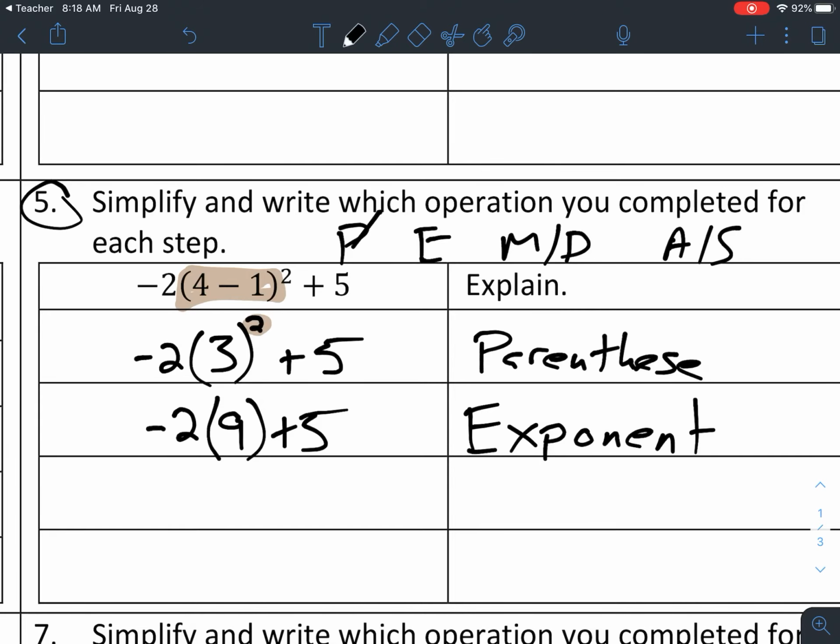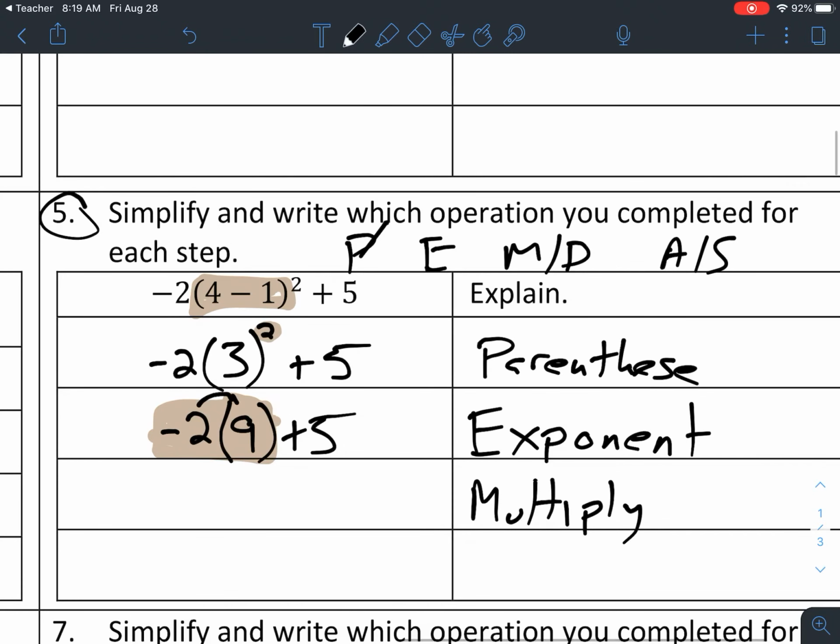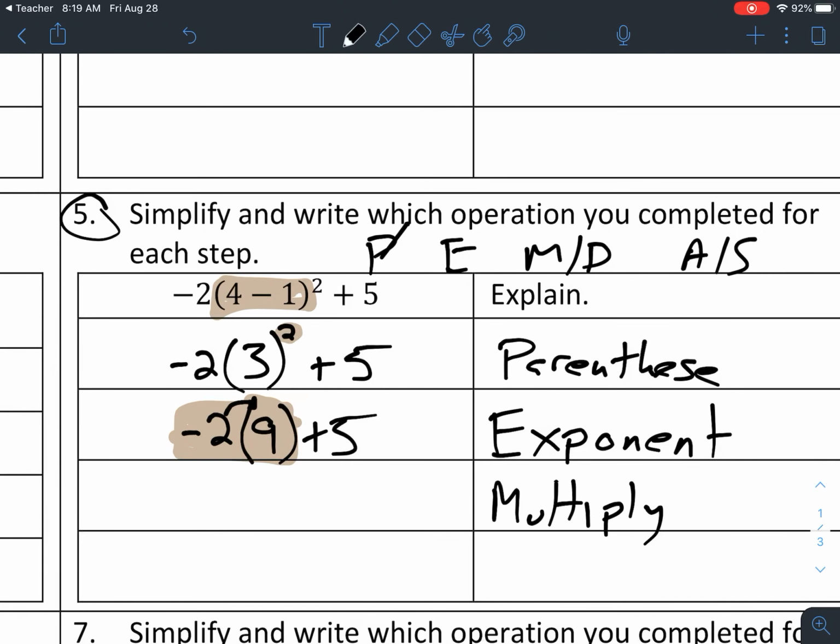And the reason I left this in the parentheses is this part right there. This next step would be our multiply because the negative 2 is next to that. So essentially, we're going to multiply next, taking negative 2 times 9. So 9 times 2 gives us 18, and a positive times a negative will always give us a negative, so we're left with negative 18 plus 5.